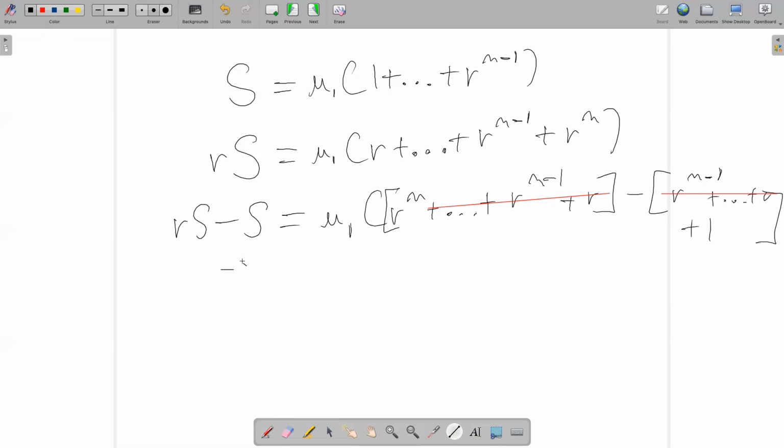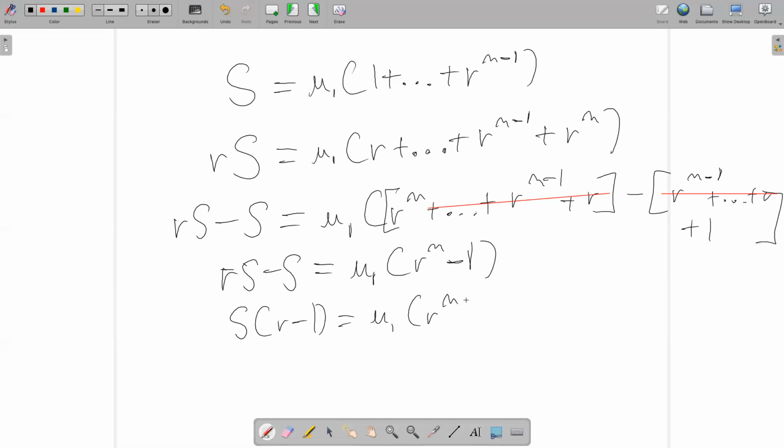So we'll end up getting rS minus S equals u sub 1 times r to the n minus 1, where the negative sign distributes over this contracted finite expansion. Now we can just factor out S from here. So S times r minus 1 equals u sub 1 times r to the n minus 1. Divide both sides by this common factor r minus 1. And voila, there's our finite geometric series formula.